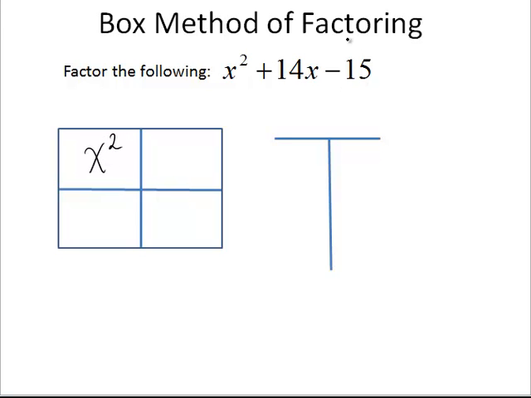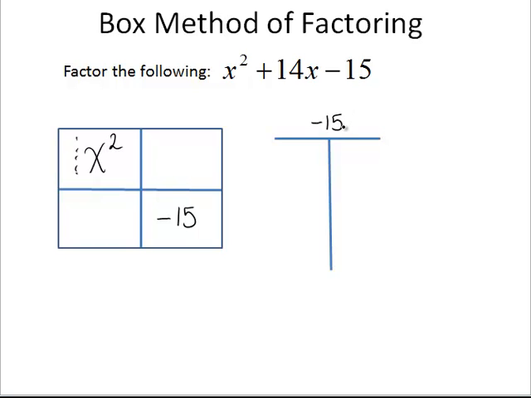And then we will write our third term in the very last box. So here's my minus 15. Now remember that you should multiply the coefficients of the two boxes. So 1 times negative 15 is negative 15 here.